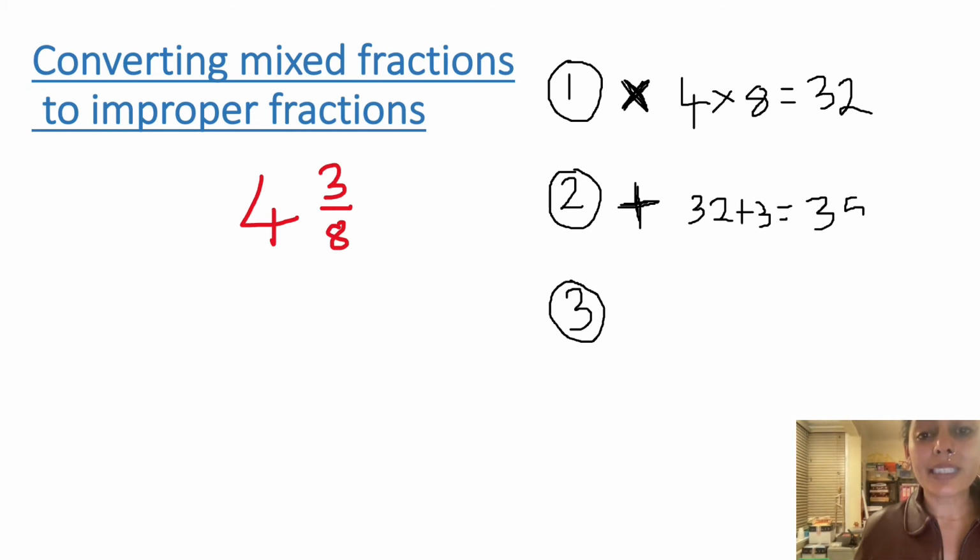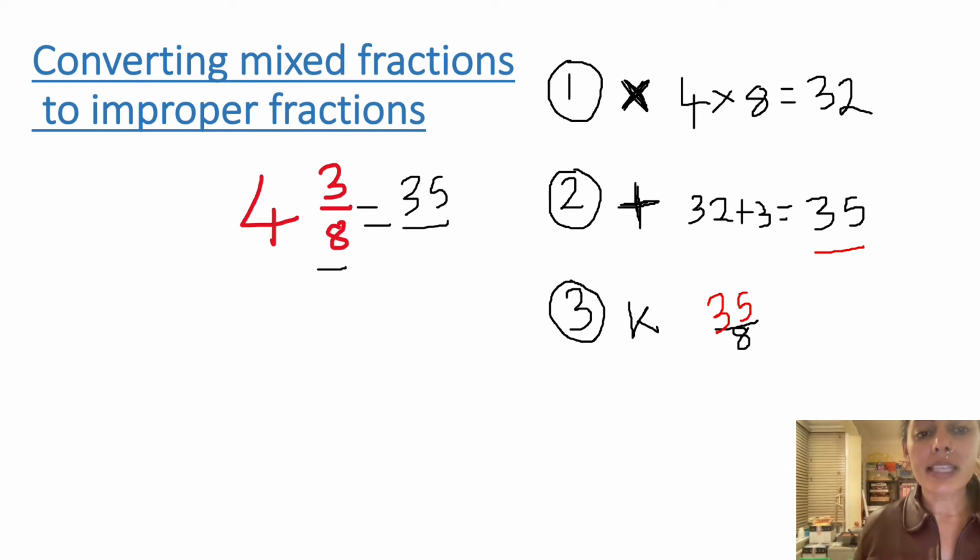Now I'm going to keep my denominator, which is here 8. So I'm going to put down the letter K here for keeping. We keep the denominator, which is an 8. And now we're going to use this new figure 35 and put that as my numerator. So this is how we convert: 4 3/8 now becomes 35 over 8.